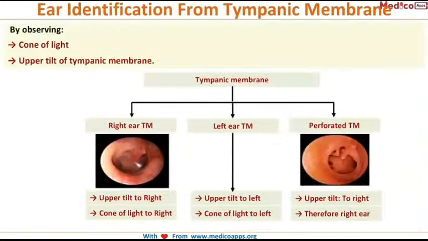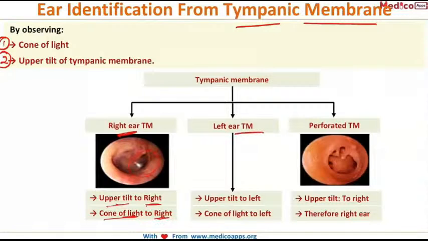Let's apply this. So if you see here, we are trying to identify the side of the ear from looking at the tympanic membrane. Two things we need to observe are the cone of light and the upper tilt of the tympanic membrane. So, if it is the right ear, the upper tilt is towards the right and cone of light is also towards the right, as you can see here. And in the left ear, obviously the upper tilt will be towards the left and the cone of light will also be towards the left. Okay, and suppose there is no tympanic membrane, there is a perforated membrane, we will have to observe only the upper tilt, and if it is a right ear, it will be tilted towards the right side.